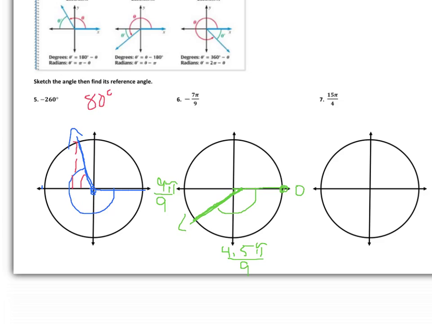Okay. So see how we're looking for this space right here. So I do 9 pi over 9 minus 7 pi over 9, because that's how much I moved. So that reference angle is 2 pi over 9.